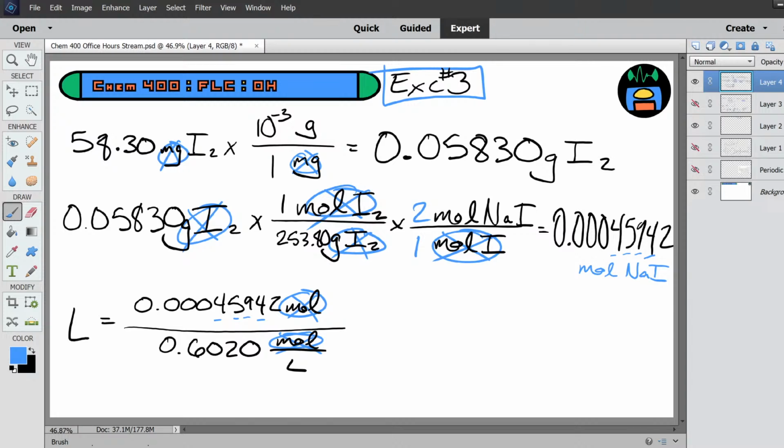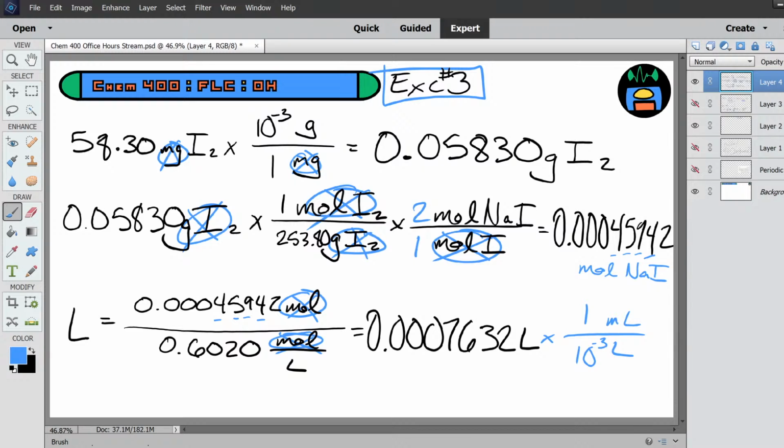So we take this quantity of moles, divide it by 0.6020, and the answer that I'm getting is 0.0007632 liters. But we weren't asked to calculate liters, we were asked to calculate milliliters, so we need one more unit conversion to go from liters to milliliters. 1 milliliter is 10 to the negative third liters, and dividing by 10 to the negative third is multiplying by 1,000.